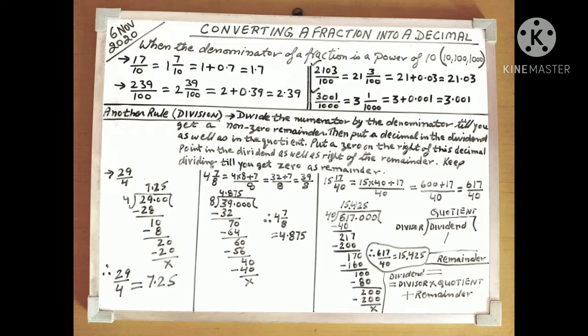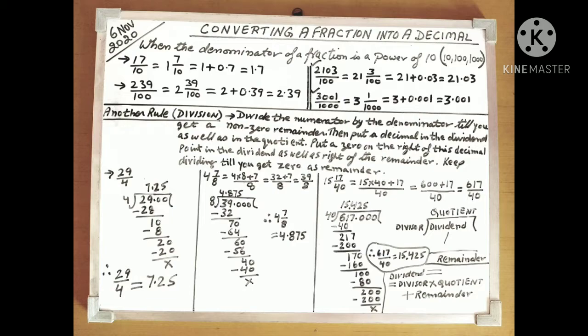So we get 70. So 8 eights are 64. Then we get 6 as the remainder. We again carry a 0 down, and 8 sevens are 56. We get 4. We again carry a 0 down, and we get 8 fives are 40. The final remainder is 0. So the final quotient 4.875 is the required answer. So 4 and 7 by 8 is equal to 4.875, right? See the last example, 15 and 17 by 40.